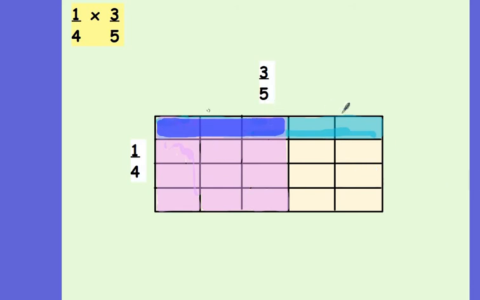So overall, I've split my bar into 20 pieces. And this time, the overlap is 3 sections. So 1/4 times 3/5 is 3/20.